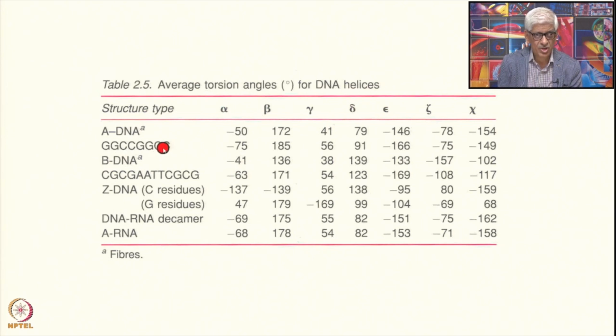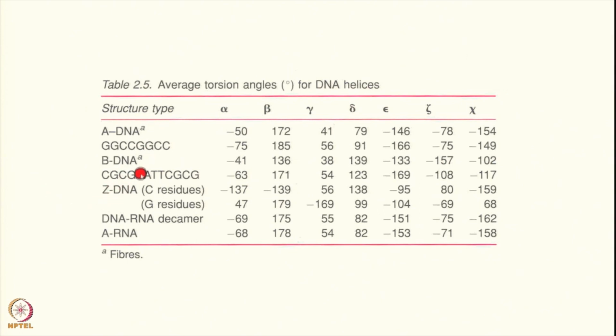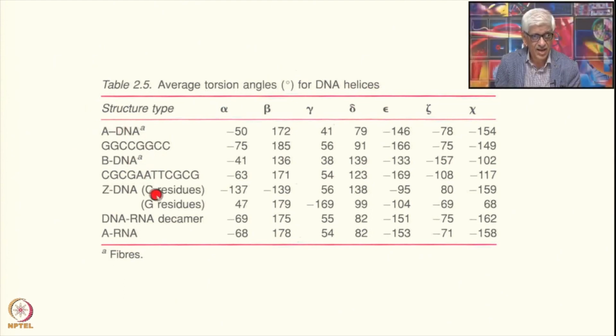GGCC, you notice, is also a self-complementary sequence, and this forms A-DNA. The B-DNA form is CG, AATT, CG. This is also a self-complementary sequence, because if you write it in the similar reverse way, you will find it is the duplex. And the Z-DNA is, as I said, CCGGC, and it is a dinucleotide which is the repeating unit here.